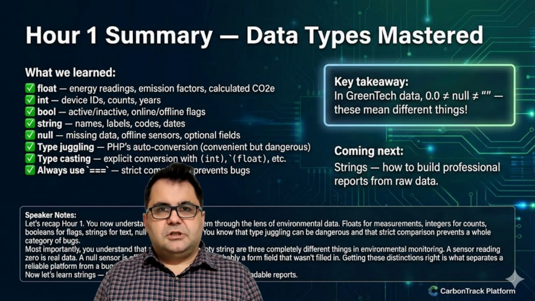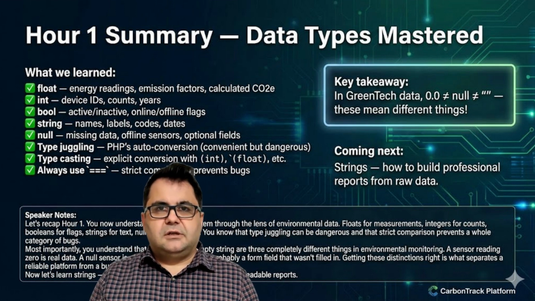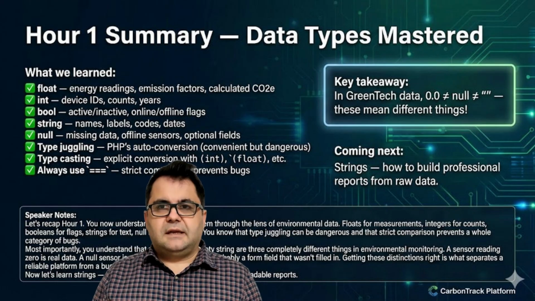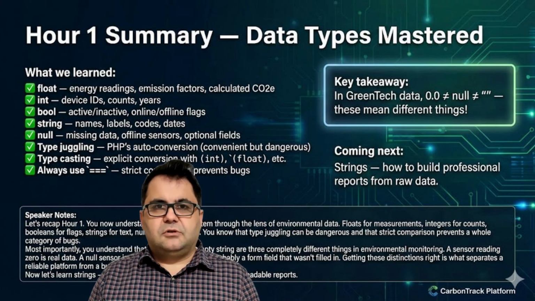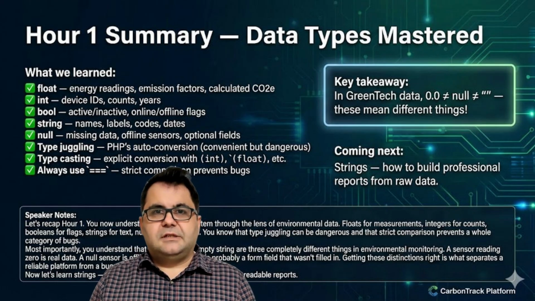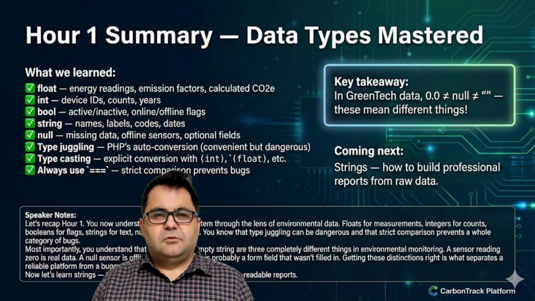A sensor reading 0 is real data. A null sensor is offline. An empty string is probably a form field that wasn't filled in. Getting these distinctions right is what separates a reliable platform from a buggy one.